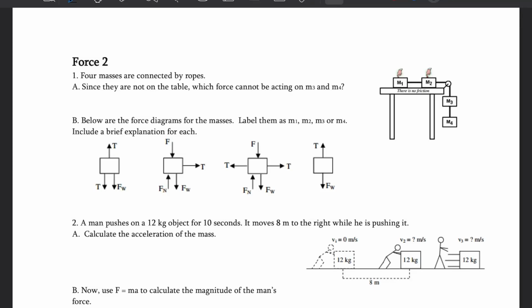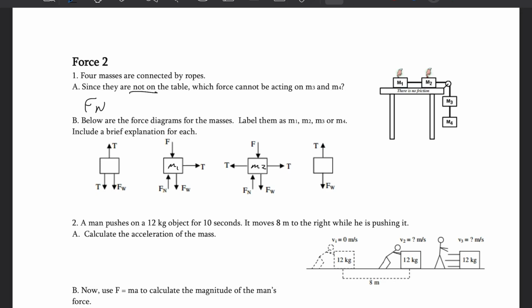Alright, our Forces 2 worksheet. M3, M4 hanging off the side of the table. If you're not on a surface, you don't have force normal. Looking at the free body diagrams, two of them have a force normal. That'd be M1 and M2, so we can label those in. The difference is M2 has tension on both sides.